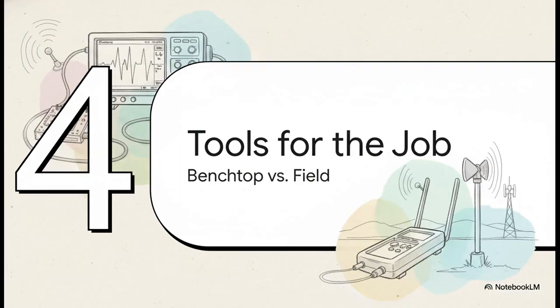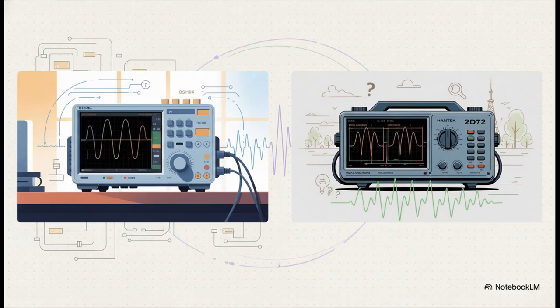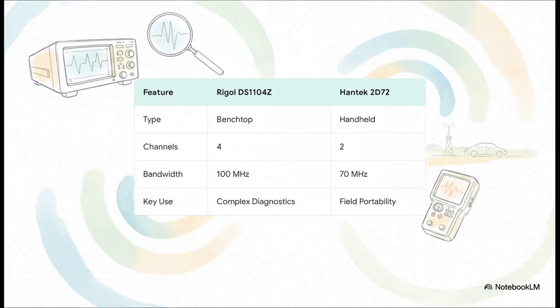So, are you convinced you need one yet? The next question is, which one? The source material gives us 2 fantastic examples that are perfect for very different situations. You've got your powerful benchtop unit, and you've got your do-it-all field instrument. So here they are. On the left, we've got the Rigol DS1104. This is your classic benchtop scope, a real powerhouse for detailed work in the lab. And on the right, you've got the Handtech 2D72, which is an amazing all-in-one tool designed for when you're out in the field. Let's just break this down real quick.